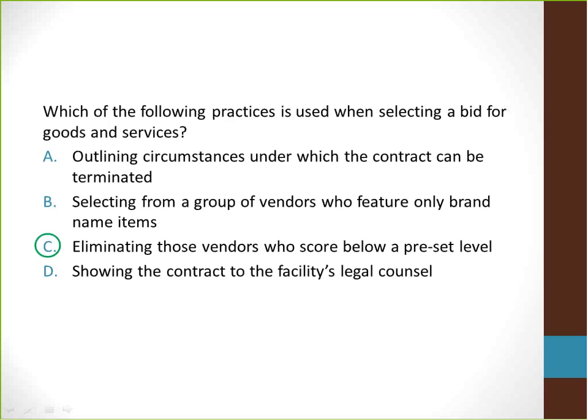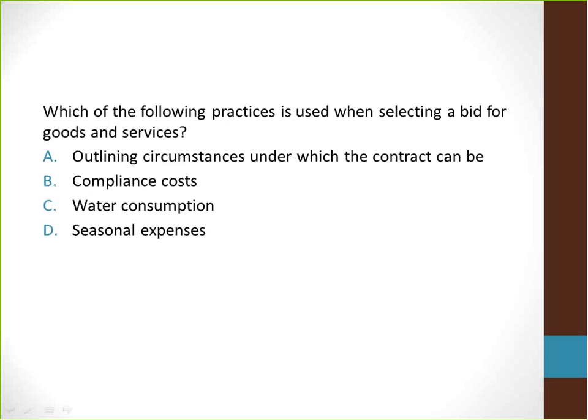Before the highest rated bid is selected, vendors are rated, and those who scored below a preset level are disqualified. The contract is then awarded to the company judged to be the best. Both answers A and D refer to service contract elements. Selecting from a group of vendors who feature only brand name items is a criterion for the lowest responsive bid. So answer C is the best answer here.